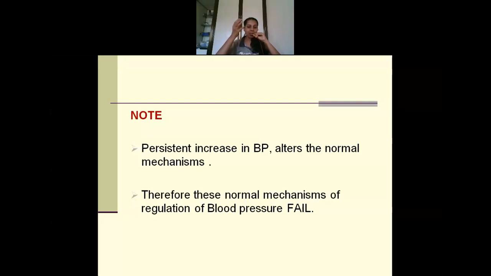Here also same way. Initially all these mechanisms will work. They will try to control the BP by some way or the other, but finally they will fail. Then what will happen? The heart's workload will be more. The ability of the heart to pump the blood, that workload will increase. So that is why finally it will result in heart failure. That you should always be aware. So here also all the mechanisms are going to be failed. That is going to happen.